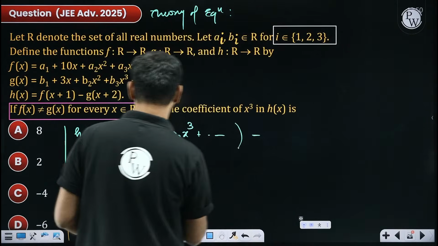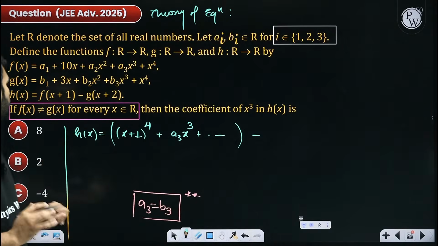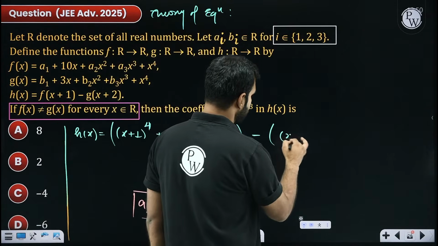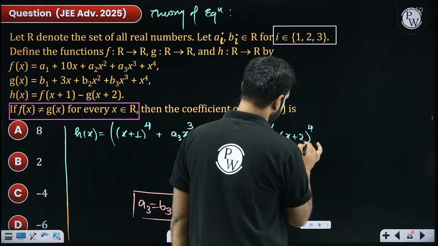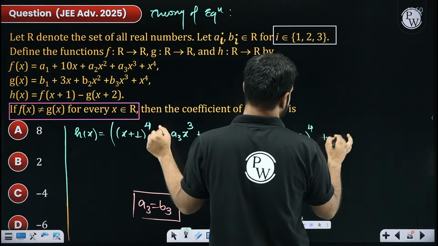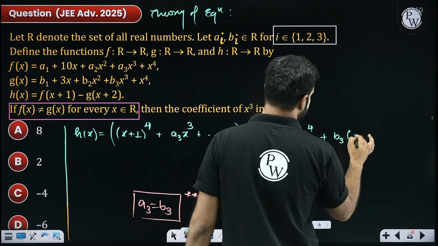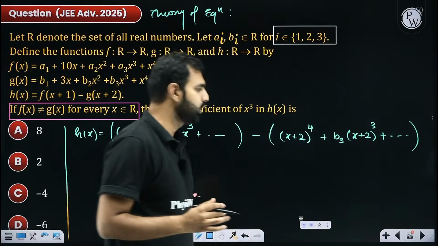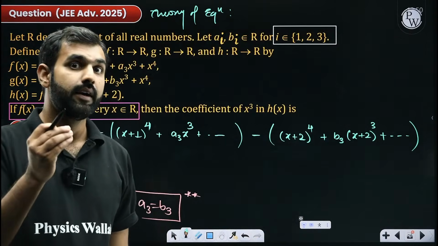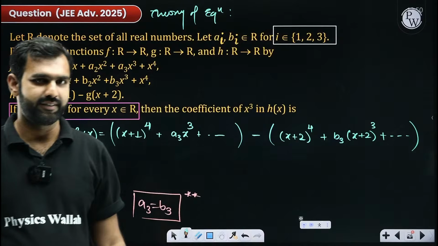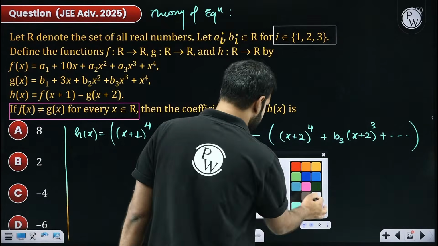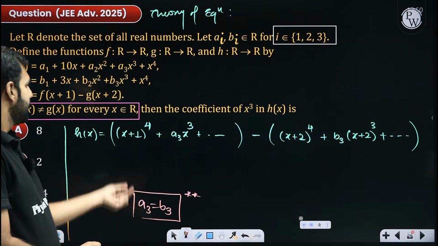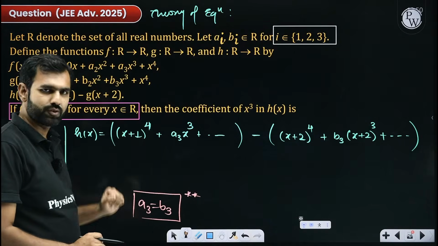Minus g of x plus 2. What is g of x plus 2? It will be (x plus 2) to the power 4 plus b3 (x plus 2) cube and so on. But again, I'm not interested in those remaining terms because we want to find the x cube coefficient at this stage. Everybody got this part? Everybody understood this part? Now from here, I think the job is done, because when this is expanded, one of the terms will be x to the power 4.